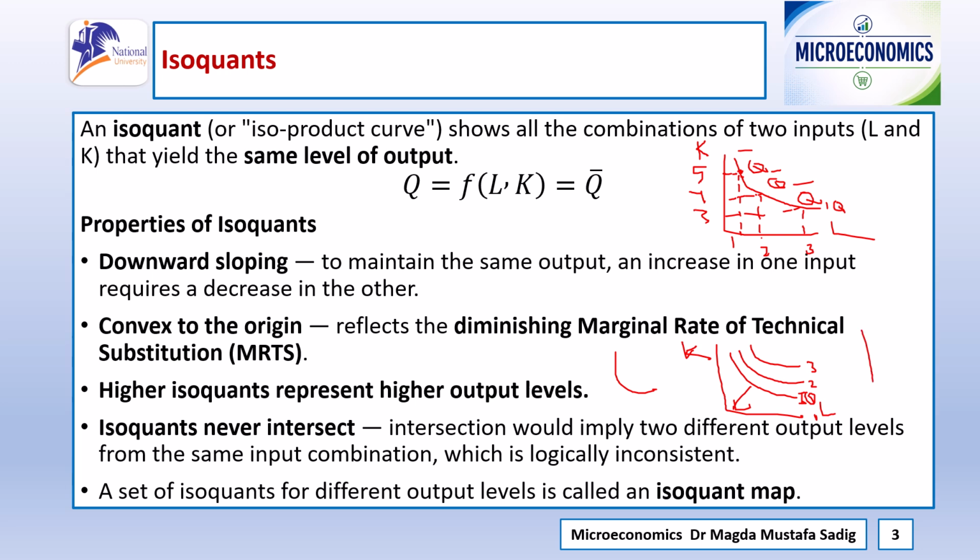We cannot have two isoquants that intersect like this. If this is 1 and 2, they cannot intersect because normally upper isoquants will give more output, but if they intersect, they will give similar output. So this is not correct.